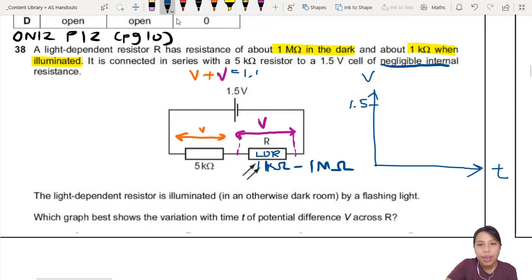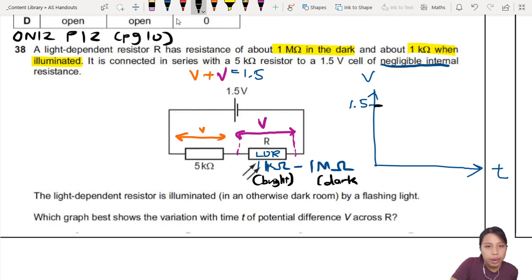So, when the LDR is 1 kilo ohm, when is that? 1 kilo ohm is in bright. Okay, so you say this is when it's bright. 1 mega ohm is in the dark. So maybe you start off with the dark LDR, you haven't flashed the light yet, so your graph will start off at the dark. But why is it 1.5?